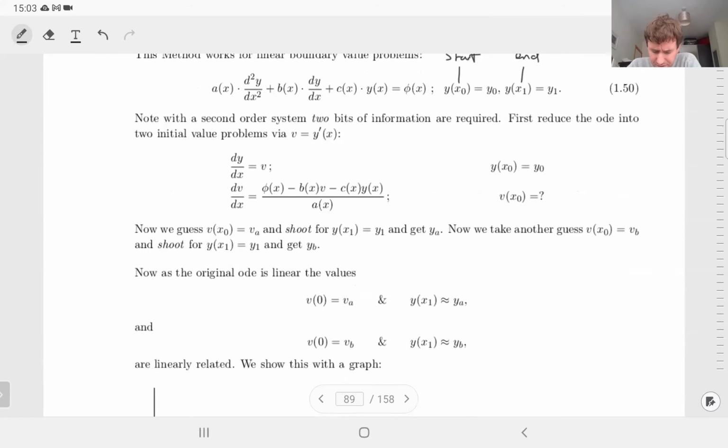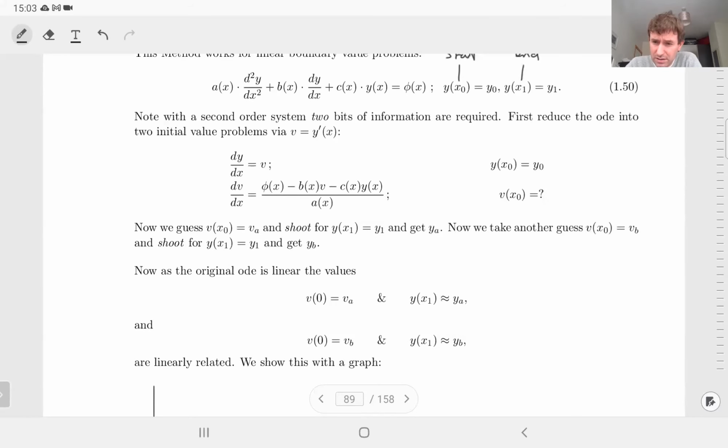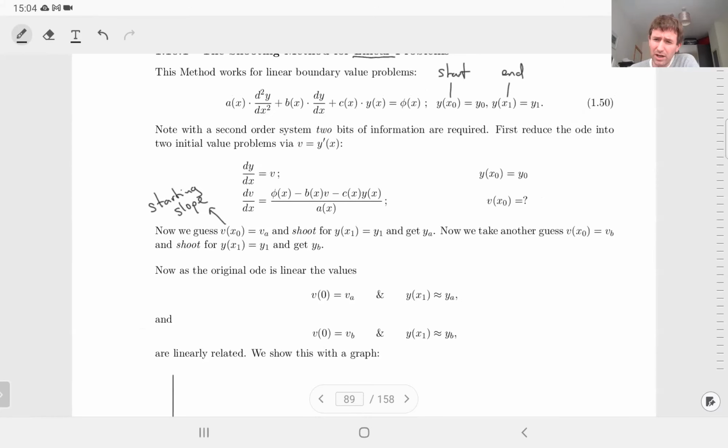We guess a starting slope. Just take a guess and take a shot. We try to get the value that we're supposed to get at the end, but we get YA. So we guess a starting slope and we get a shot at Y1. We'll draw a picture of this below.